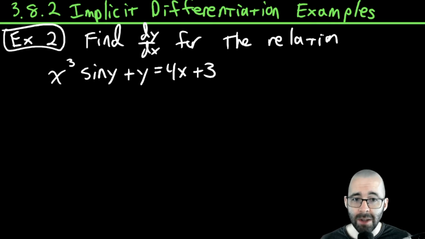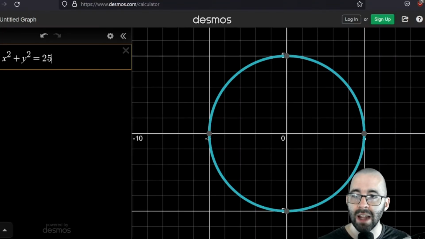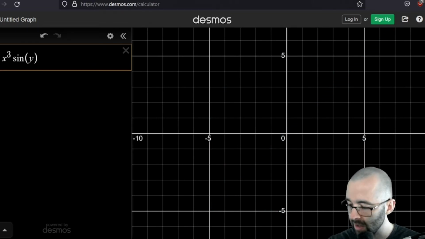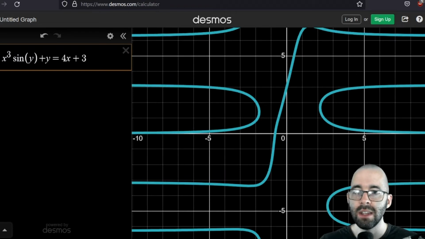This is a relation that really makes sense to use implicit differentiation because not only is this not a function, y is not a function of x, but solving for y is pretty darn near impossible. I think it's probably literally impossible, but I only claim it's outside of my abilities. I'd have to go a little deeper to show that it was literally impossible. But basically that sine and that other term are giving us the problem. We could graph this and see what wacky thing this looks like if we wanted to. x cubed times the sine of y plus y equals 4x plus 3.